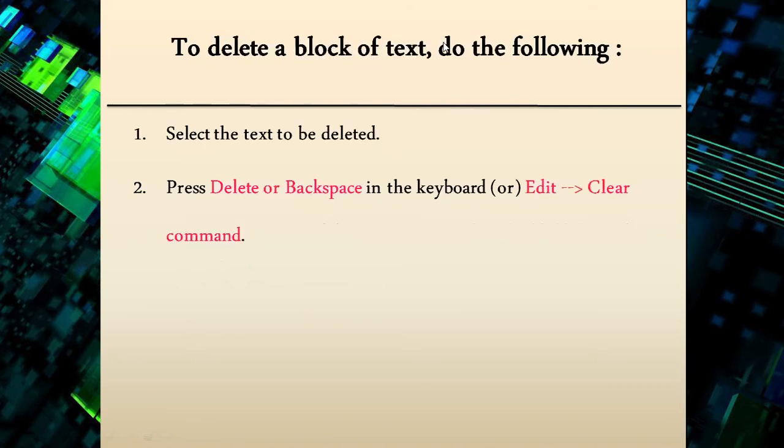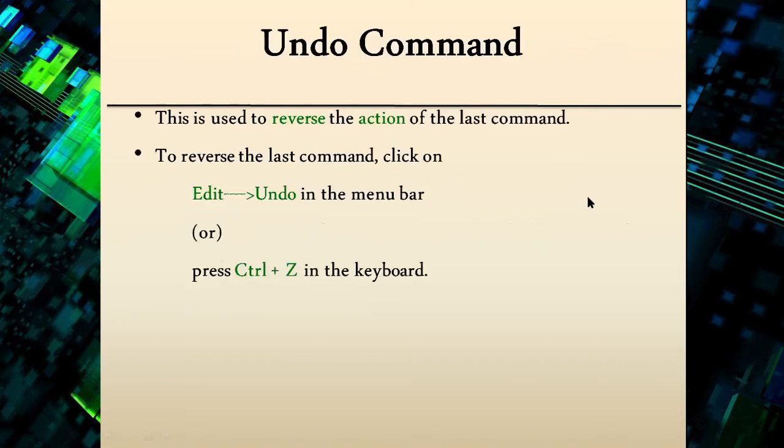To delete a block of text, select the text to be deleted. Press the Delete or Backspace key, or use Edit, Clear. If you want to undo your action, you can use Edit, Undo, or you can press Control plus Z, a shortcut key on the keyboard. To undo means to reverse the action of the last command you have done.